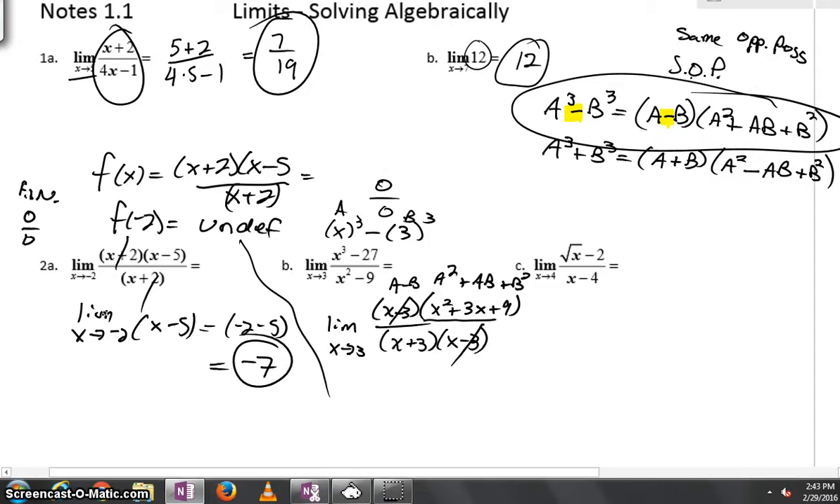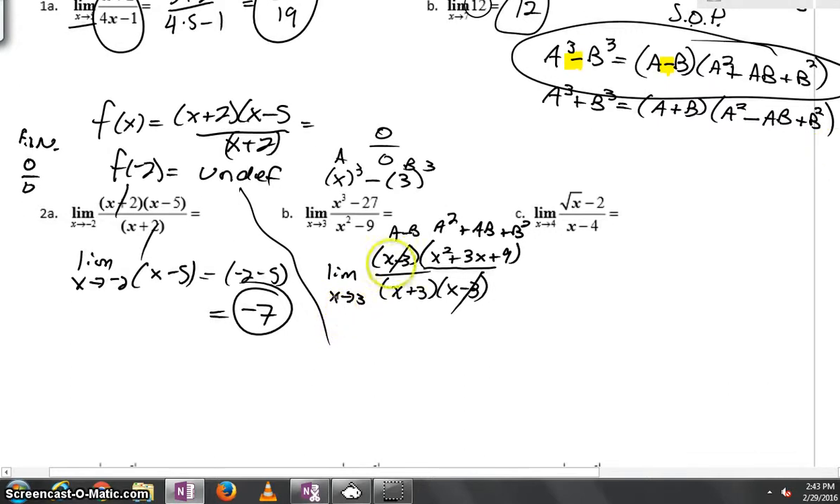And now what? Well, it's just like your first problem where you could say plug in a 3. What would we get? Well, it's 3 squared plus 3 times 3 plus 9. Down below, I've got 3 plus 3. So this is 9 plus 9 plus 9. That's what? 27. 3 plus 3 is 6. You could reduce that. Divide out a 3, I take it, right? And we'd get 9 over 2. What is that fraction getting close to as x is getting close to 3? Well, 4.5, or 9 over 2. Okay, we doing okay?